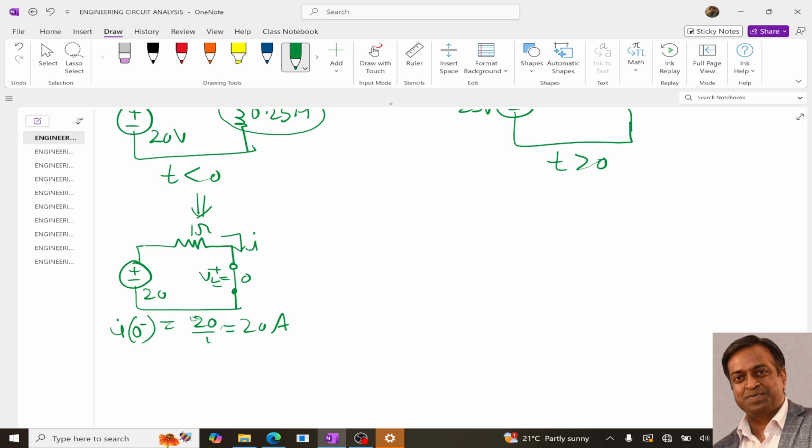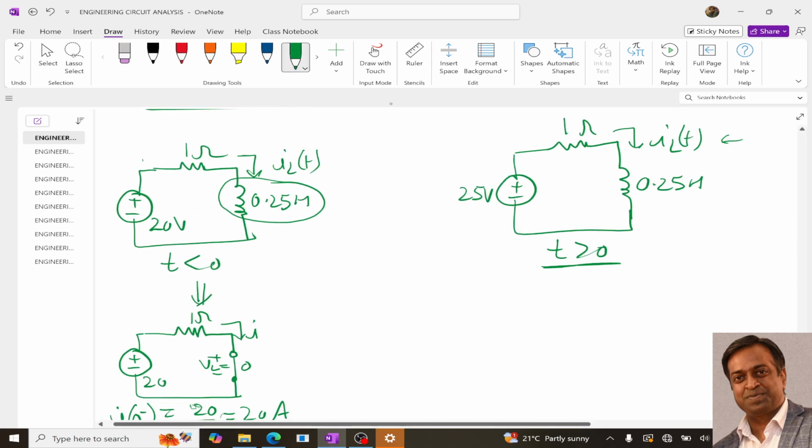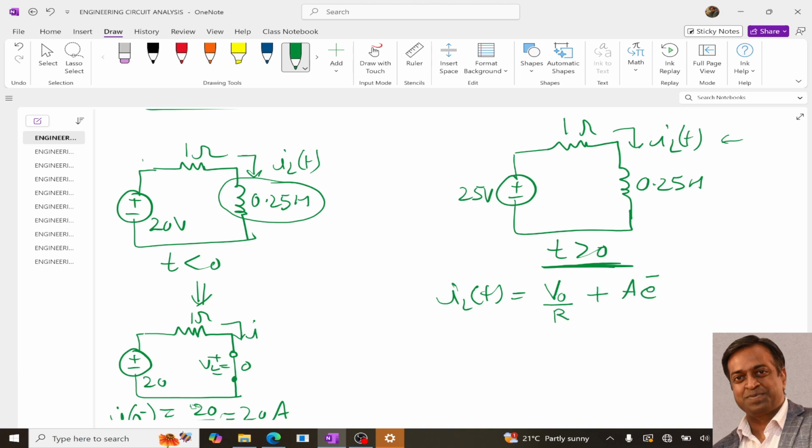Now similarly, we can determine the current at t greater than 0. For this circuit, the solution can be determined by using the complementary function and the particular integral. So the solution for this is V naught upon R plus A e power minus Rt by L, right? Now V naught upon R. So our V naught is the maximum voltage.